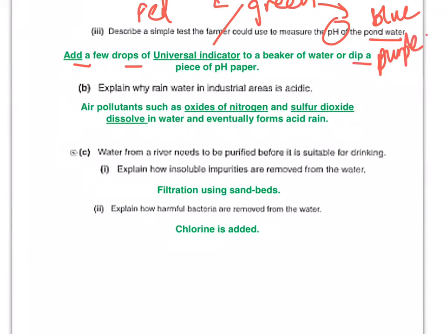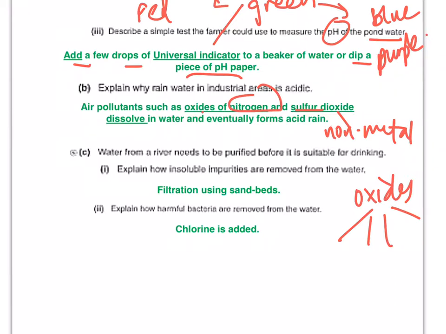So you dip a piece of pH paper into the water. Next, air pollutants are usually acidic gases. So we have oxides of nitrogen and sulfur dioxide. These are non-metals, and when non-metals join with oxygen, the non-metal oxides are acidic oxides. Go and recap the different types of oxide, be it basic, acidic, amphoteric, and neutral. Next part is just a filtration technique to remove impurities, and it's a fact that chlorine can be added to kill bacteria.